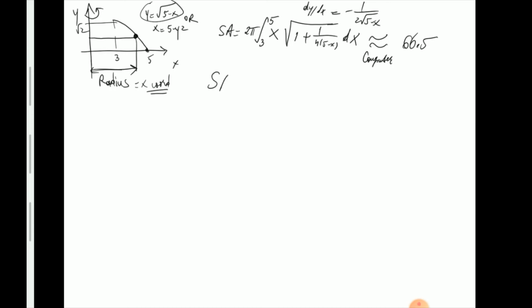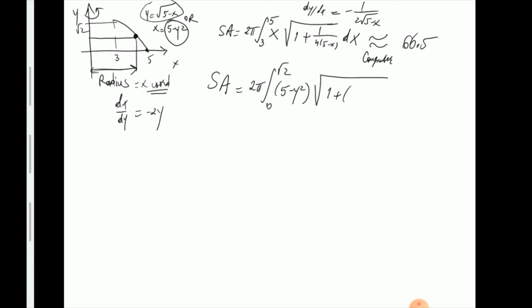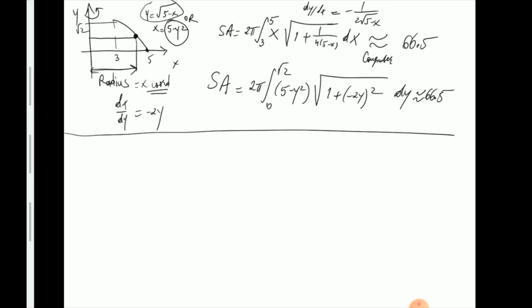If you decide to do it with respect to y, again the same surface area, then of course now the bounds are 0 and root 2. The x coordinate in terms of y will be 5 minus y squared, and then the arc length will be, remember dx dy was minus 2y, 1 plus minus 2y squared dy. This is also very hard to compute, or impossible actually, but plug it into a computer algebra system or something like Wolfram Alpha and see if you get this answer.